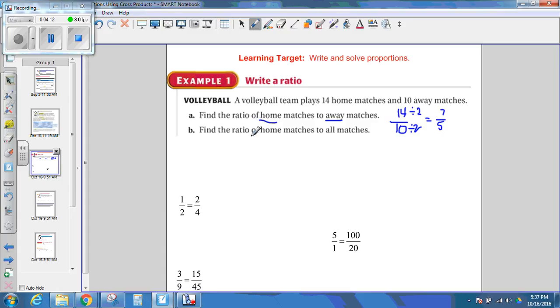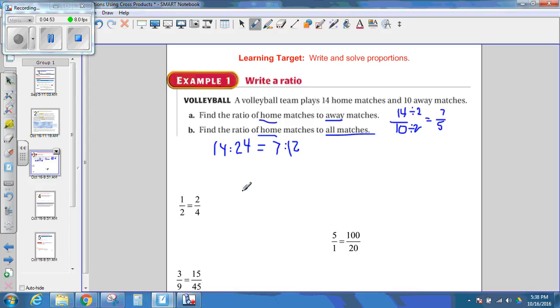The next question is asking us to find the ratio of home matches to all of our matches. So I'll write this one the other way, we still have 14 home matches. I'll use the colon. And then all of our matches, well, if we had 14 home and 10 away, that's a total of 24 matches. And we still need to write this in simplest terms. Each of these are divisible by 2, so this is 7 to 12. 7 home matches for every 12 total matches.